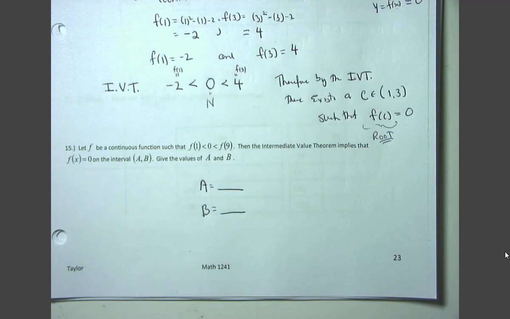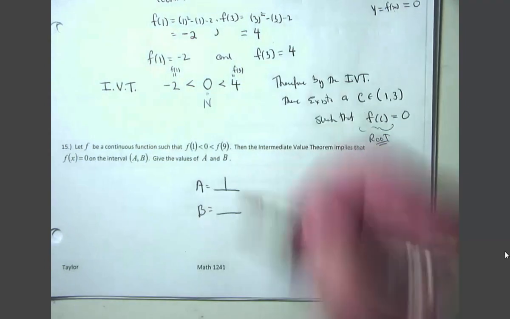Here it is. Let f be a continuous function such that f of 1 is less than 0, which is less than f of 9. Then the intermediate value theorem implies that f of x equals 0 on the interval between, not including, a and b, parenthesis a, comma b, close parenthesis. Give the values of a and b. What's a? Yeah, it's the guy in the parentheses. It's the x-coordinates. 1. What's b?